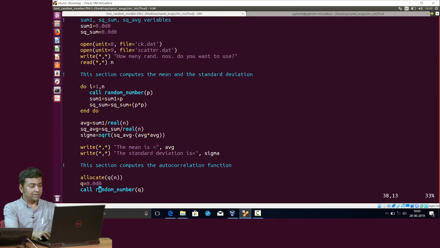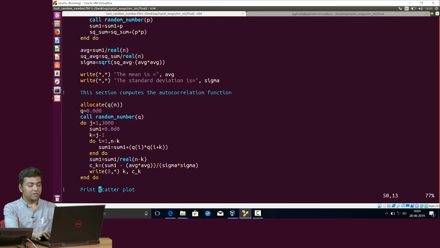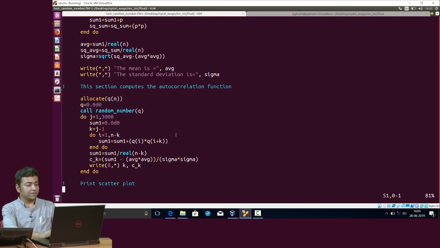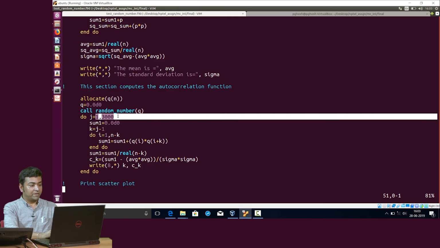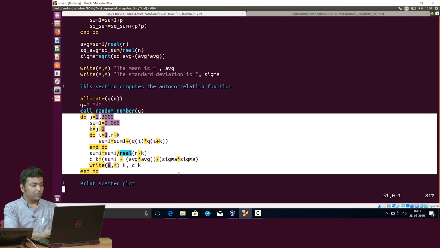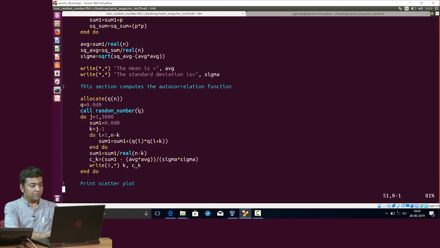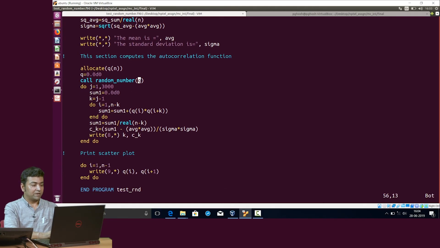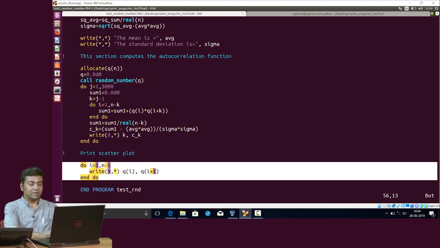So, once that is done, in the next part I compute the correlation function. If you refer to the lecture notes, the correlation function again involves a sum over n, and that is what I am doing here. This part of the code computes this correlation function, and I am using a different set of random numbers to do that. And then again I use the same set to write the data in such a way that I plot the i-th versus the (i+1)-th random number, to see how the plot looks. So, that is my scatter plot.